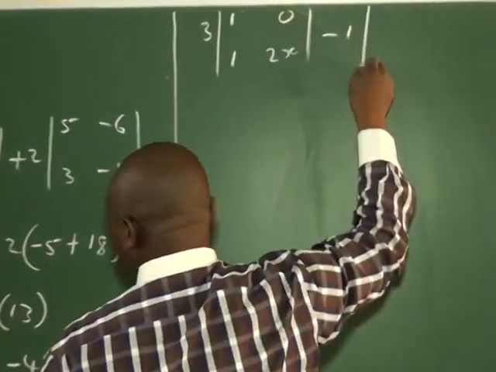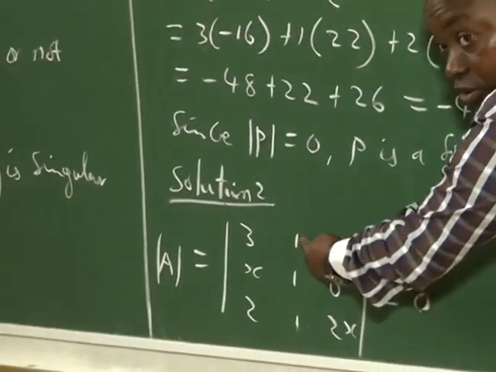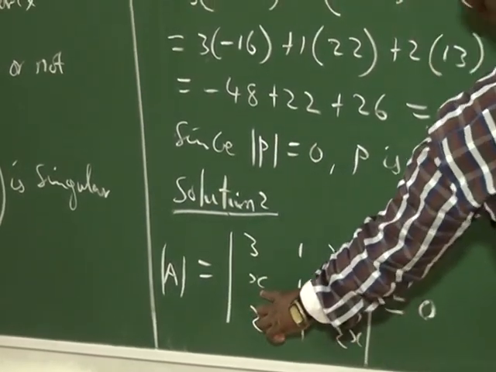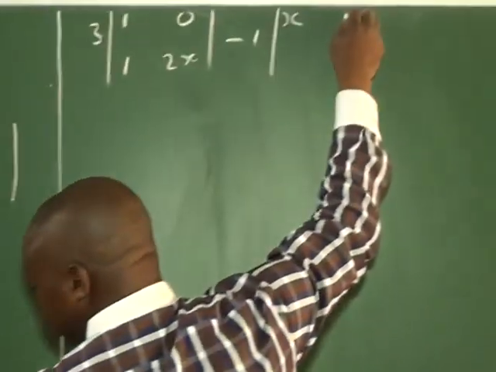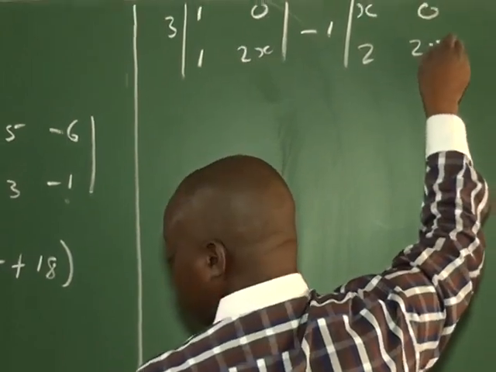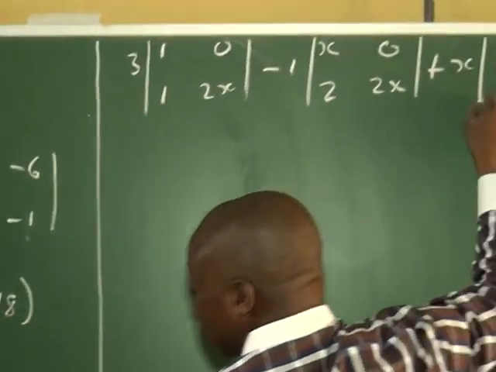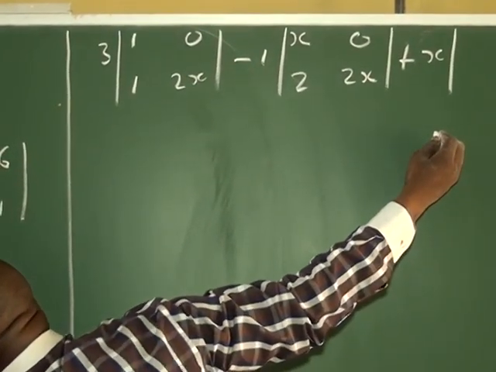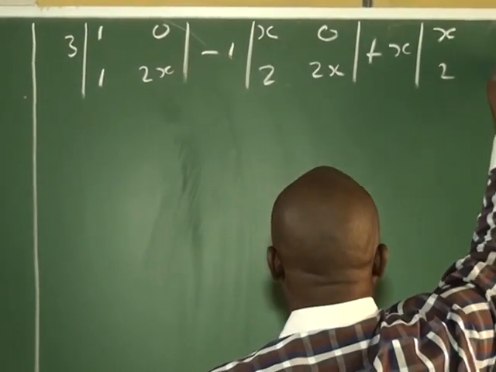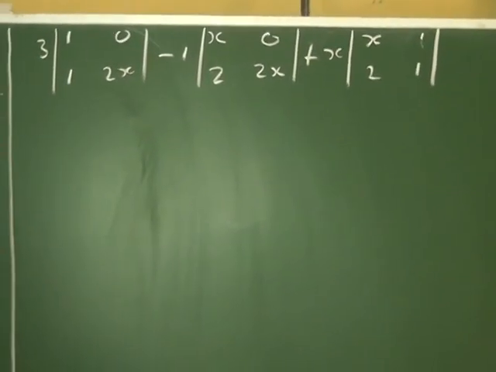Minus 1. Then we'll ignore these elements in the column because we are picking 1. So we ignore elements in the column, we also ignore elements in the row. So we'll have x, 0, we have 2, and then we have 2x, plus x. Then we'll ignore these elements in the column and the row to have x, 1, 2, and 1. Let's now evaluate the determinants.